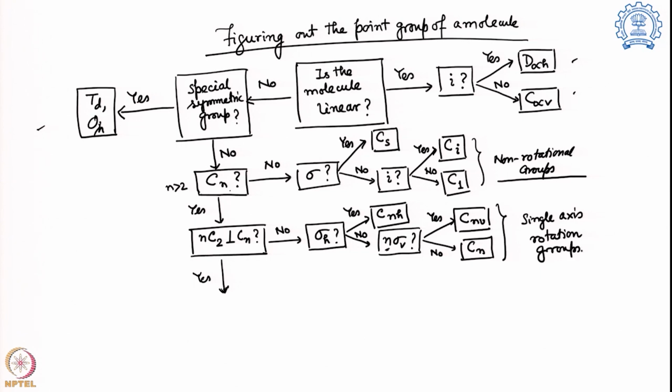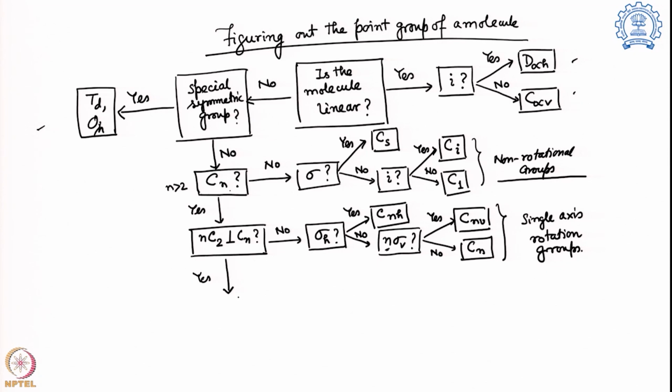The next thing is whether I can have a number of C2 perpendicular to Cn, and the answer is yes. That means I now belong to the dihedral group, and I want to figure out how we can differentiate the different groups present in that dihedral group: Dn, Dnh, Dnd. So, for that we are going to ask some questions.